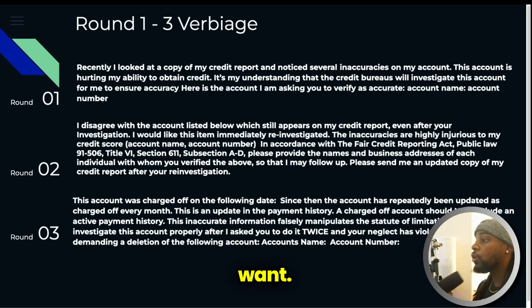That's what we want. We want them to say the account is verified as accurate. That's normal. Perfect. I'm glad you verified it. Then we go back to the CFPB and we start round two. So round two goes, or will be stated here as such.